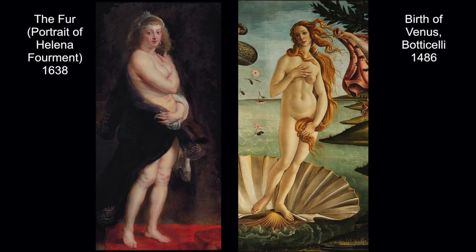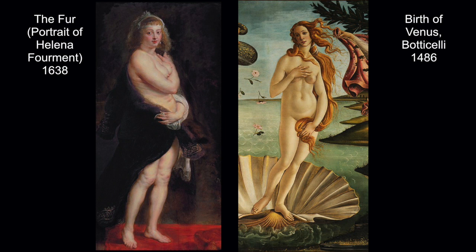Okay, we're going to leave the heaviness of being a Catholic soldier behind, and I want to talk about the Fur, which is the portrait of Helena Fourment. And she was Rubens' second wife, and when he married her, she was 16 and he was 53. And even back then, it was pretty unusual for that much of an age difference.